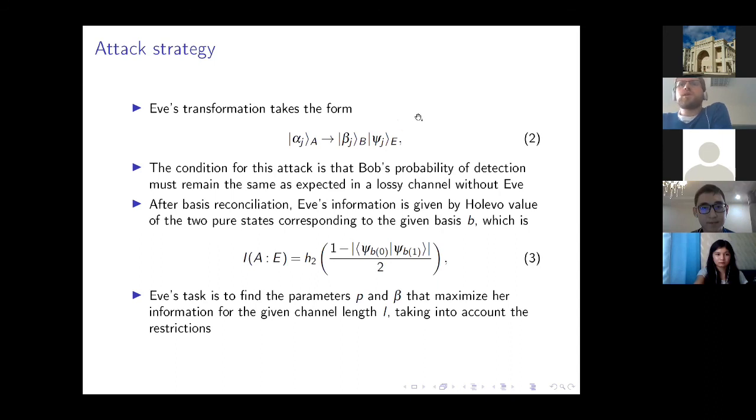After basis reconciliation, we can calculate Eve's information, which is given by the Holevo value of 2 pure states within each basis, which correspond to the given basis B. That is the expression for the Holevo value of Eve's states. Now, Eve's task is to find the best parameters, P, which is a parameter for this transformation, and beta, which is the intensity of states which go to Bob. These 2 parameters should be optimized to maximize Eve's information for the given channel L. We also should take into account the restriction that Bob should have the desired success probability.